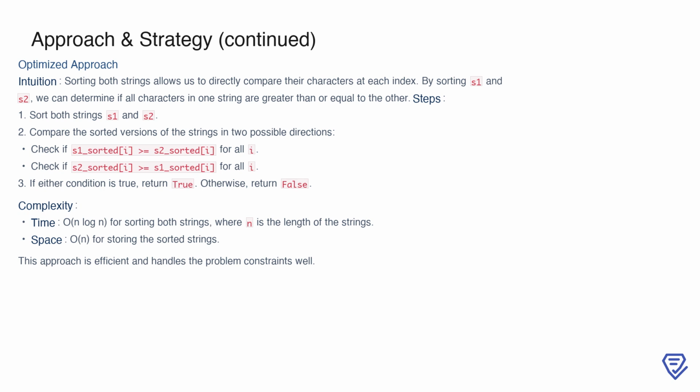The intuition here is that sorting both strings gives us a direct way to compare their characters at corresponding positions. Once the strings are sorted, we can simply check two conditions: whether all characters in the sorted version of S1 are greater than or equal to the corresponding characters in S2, or whether all characters in the sorted version of S2 are greater than or equal to the corresponding characters in S1. If either of these conditions holds, then one string can break the other, and we return true.